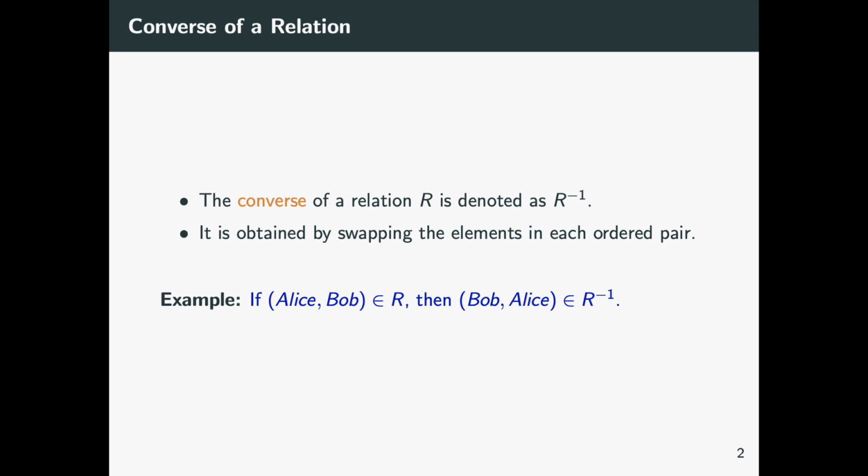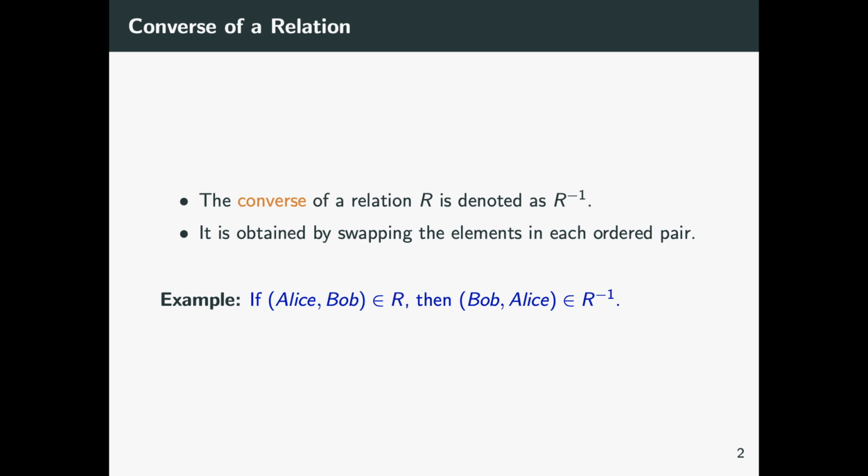The converse of a relation, R, denoted as R to the power of -1, is obtained by simply swapping the elements in each ordered pair. In other words, if the ordered pair AB is an element of relation R, then in the converse relation we have the ordered pair BA.